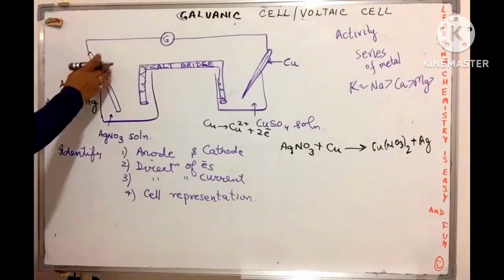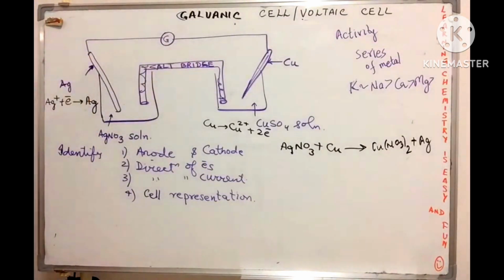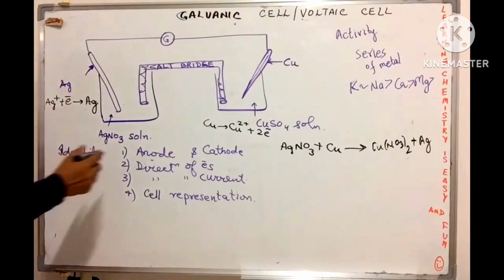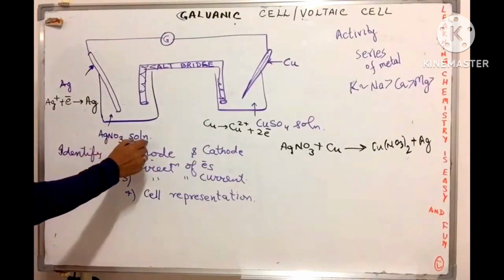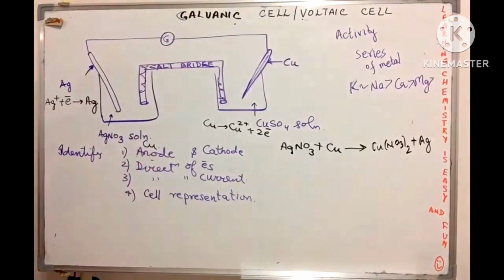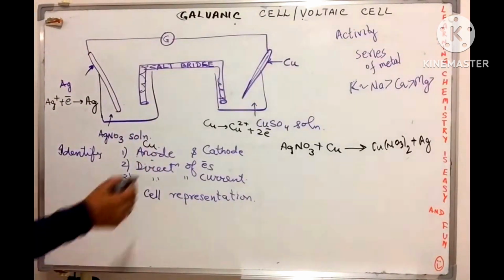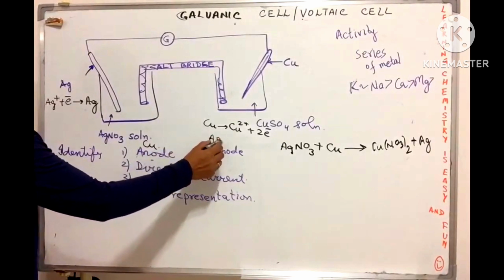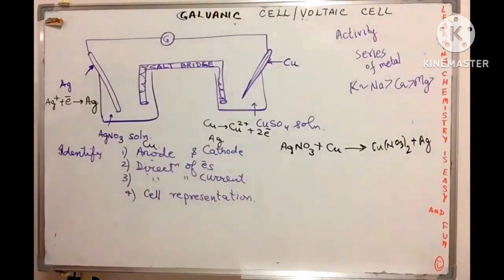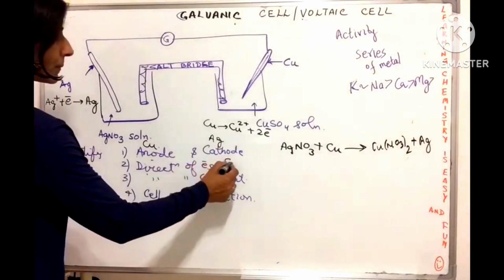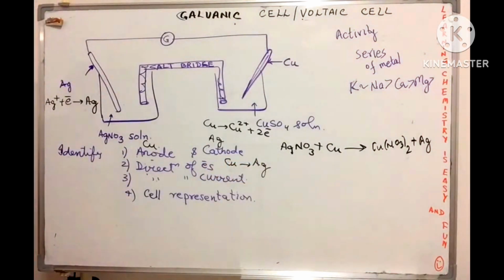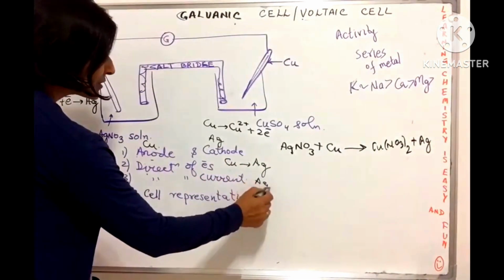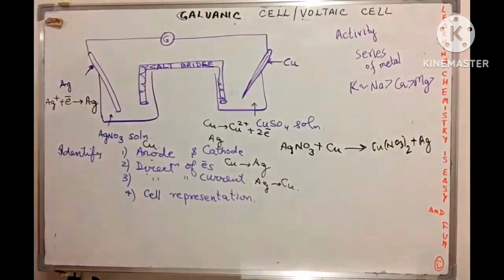So earlier we had a zinc copper galvanic cell. Now in the case of silver copper galvanic cell, what will be the anode? Where is oxidation taking place? Yes, in the copper half cell. Where is reduction taking place? Silver half cell. Perfect. What will be the direction of flow of electrons from copper to silver? Very good. Direction of current? Super. Silver to copper. So impressed.